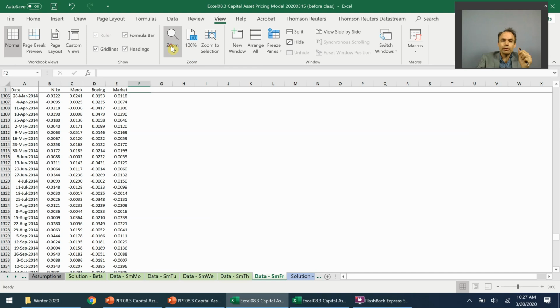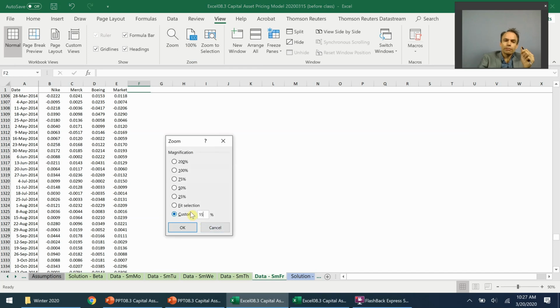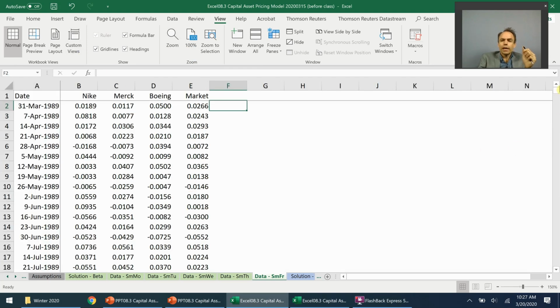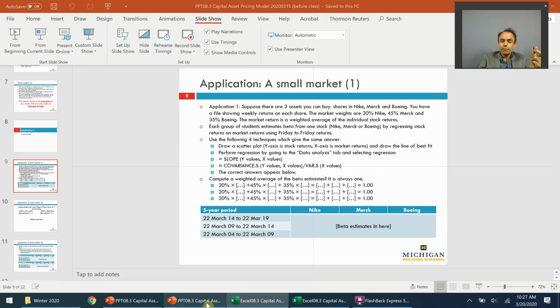So if I zoom in a little bit, you'll see that for a long time period, I have the weekly percentage returns that I've already computed for you on Nike, Merck and Boeing, and for the entire market. So the first thing I'm going to do, looking at my PowerPoint presentation, is I need the beta estimate for Nike using a 5-year time period from 22nd of March 2014 to the 22nd of March 2019. And I'm going to estimate the beta using these 4 techniques.